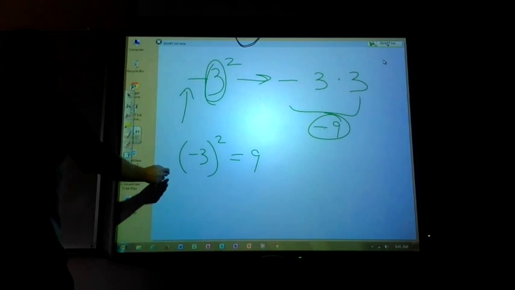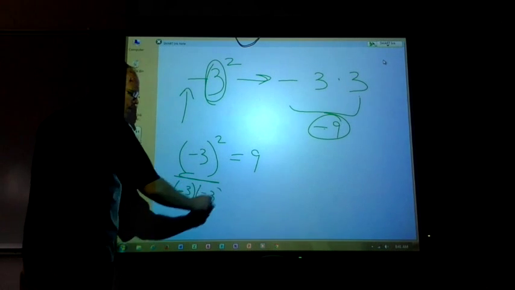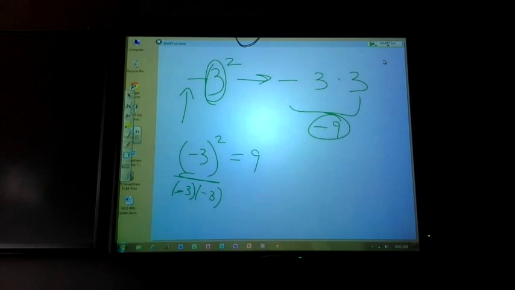But if I were to group this, this means -3 times -3. Negative times negative is positive. Remember, two wrongs make a right. It gives you a +9.